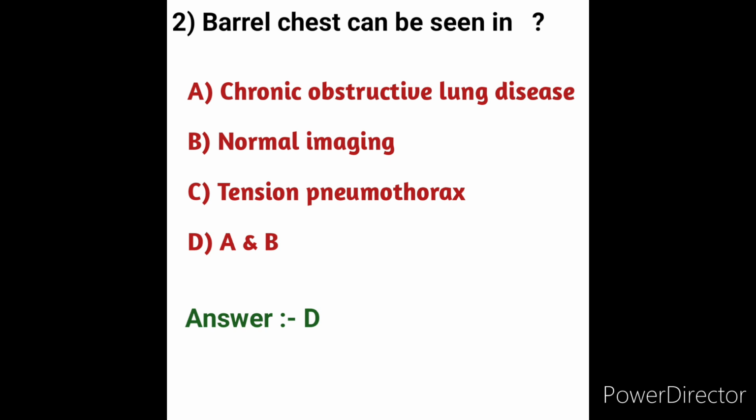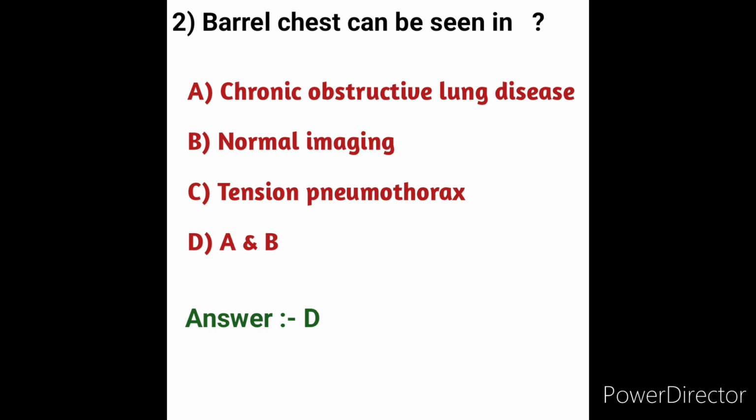This happens most often because of chronic lung diseases. If one person has barrel chest, it indicates some lung conditions. Those are COPD, emphysema, cardiac failure, and osteoarthritis also. These all are the conditions causing barrel chest. COPD means chronic obstructive pulmonary disease. Here in this question, barrel chest can be seen in option A and B. Chronic obstructive lung disease and normal imaging. No need of any diagnostic other than normal imaging.